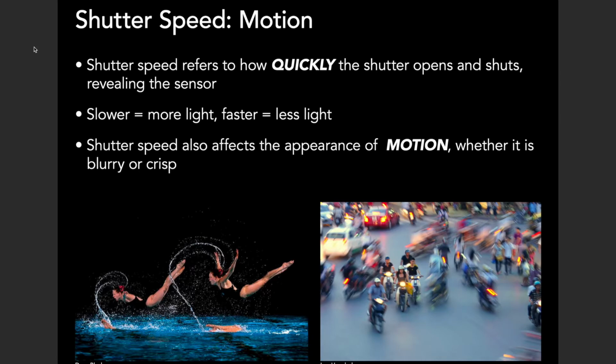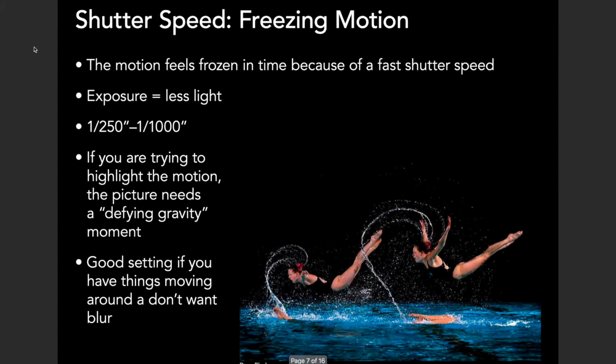For style, shutter speed affects the appearance of motion, whether it's blurry or crisp. You can see the picture on the left has a high shutter speed. The picture on the right has a slow shutter speed, and you get different kinds of motion that way. So let's look at these individually. With a fast shutter speed, I like to call this style freezing motion. You are freezing the moment perfectly with perfect clarity because you get a really fast shutter speed.